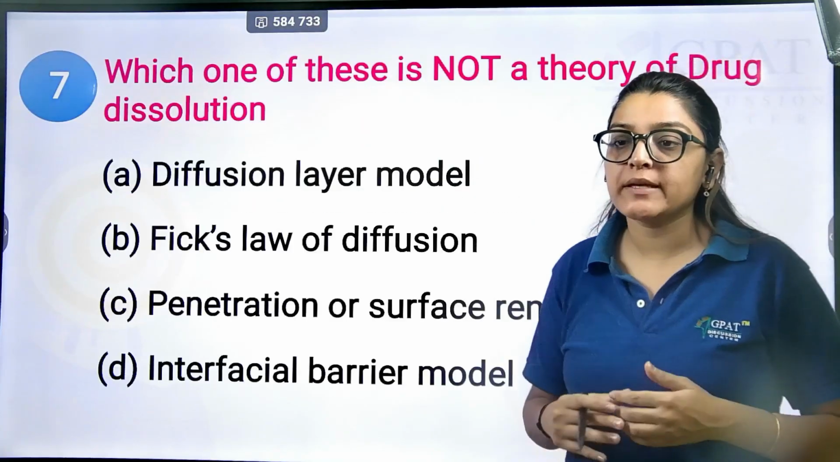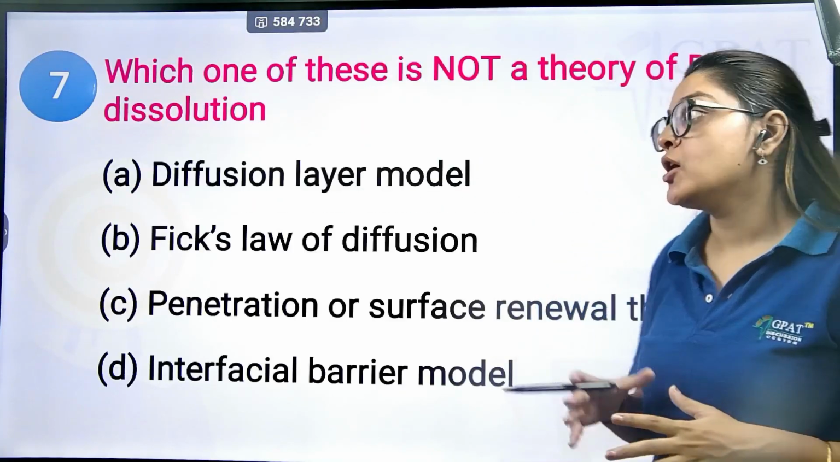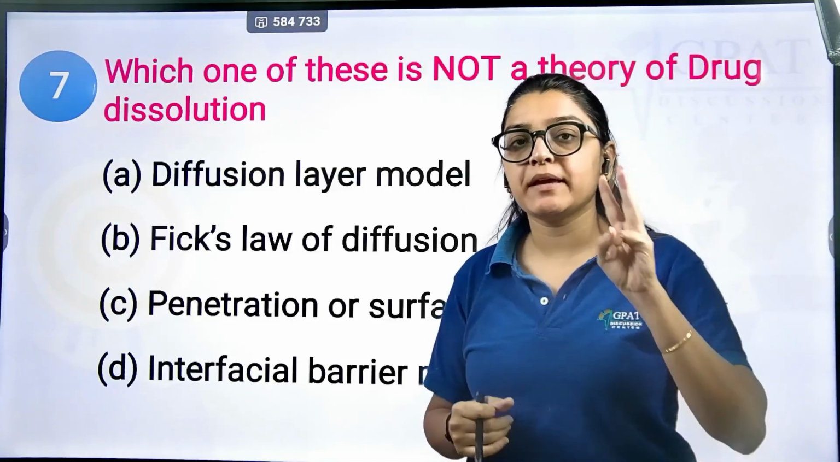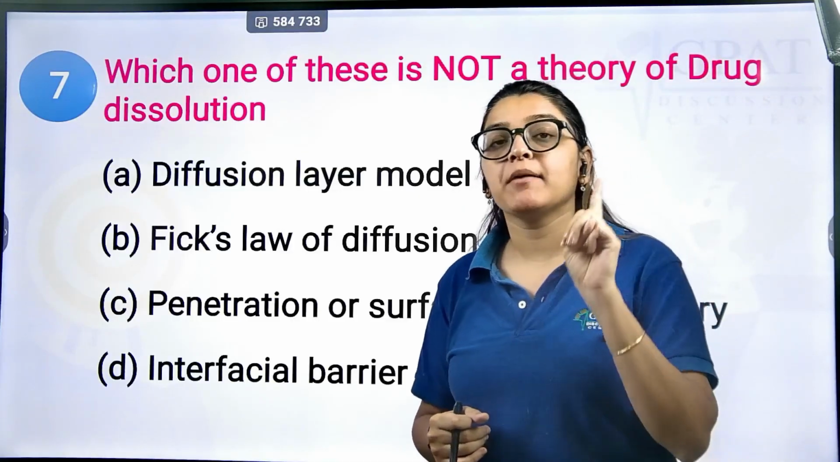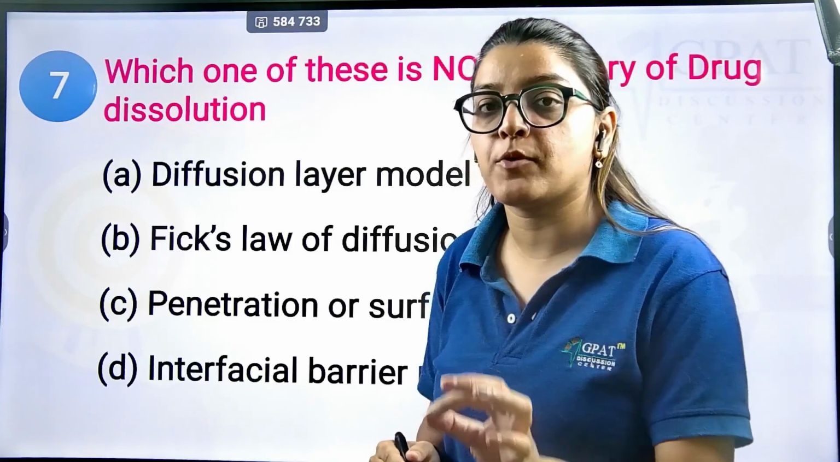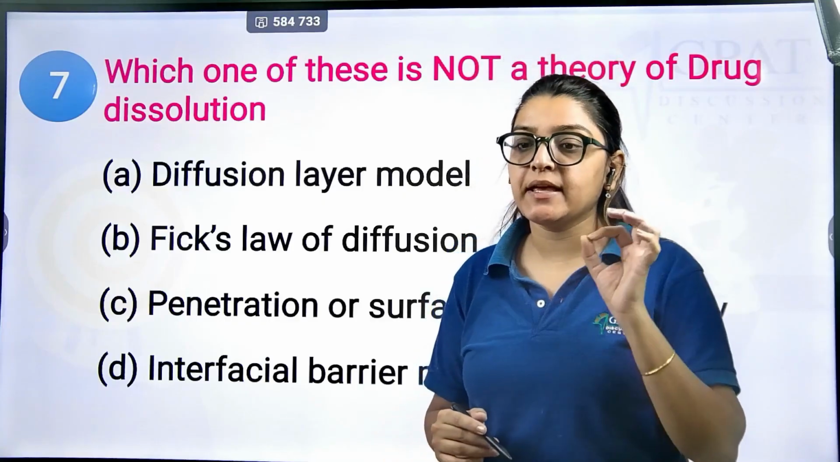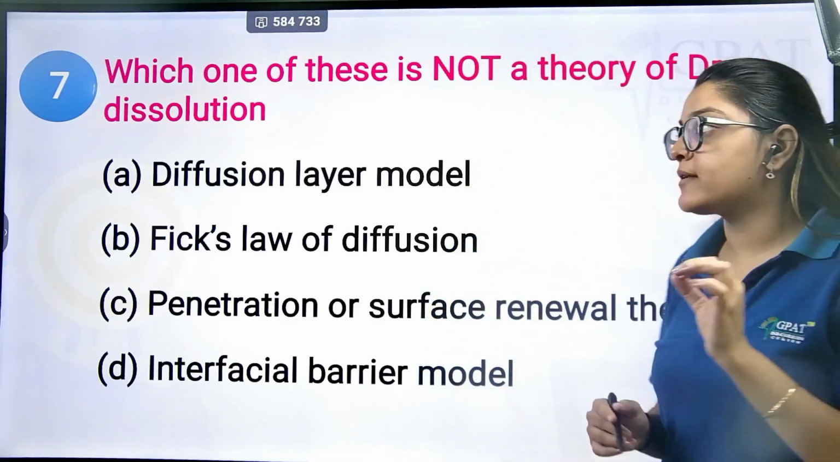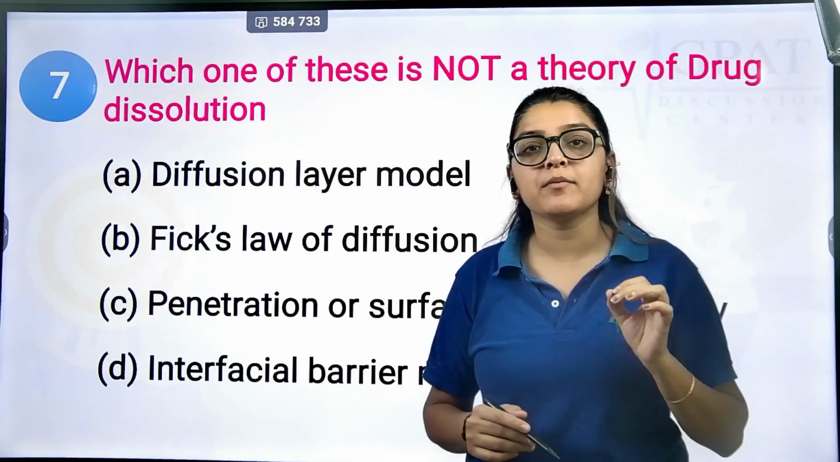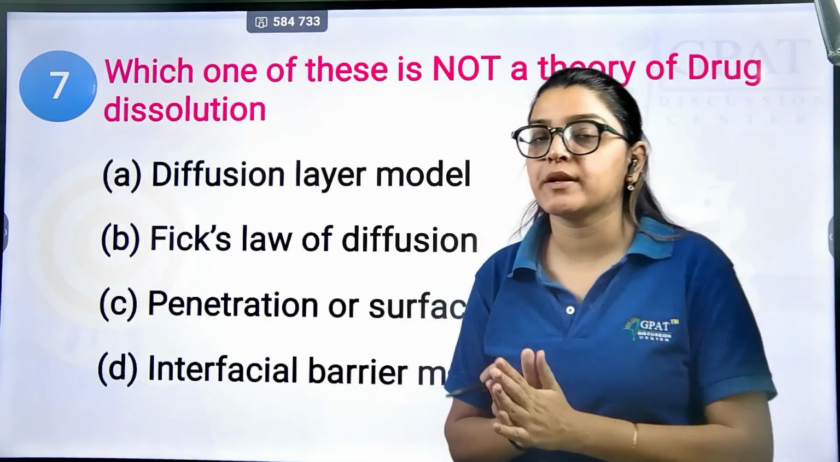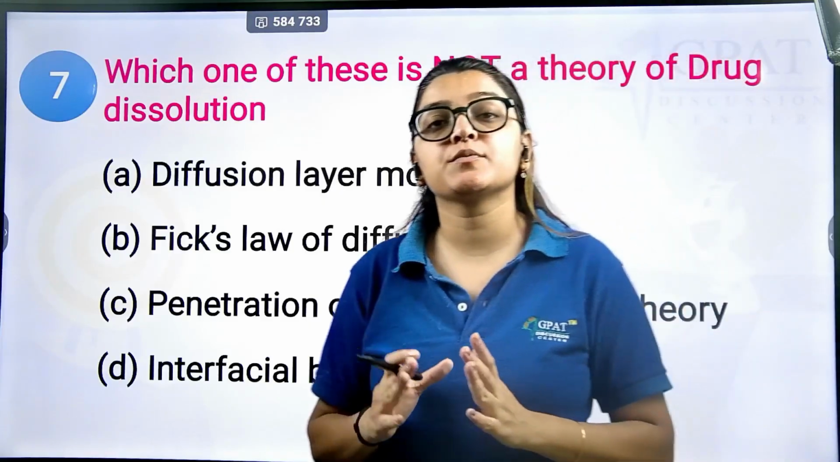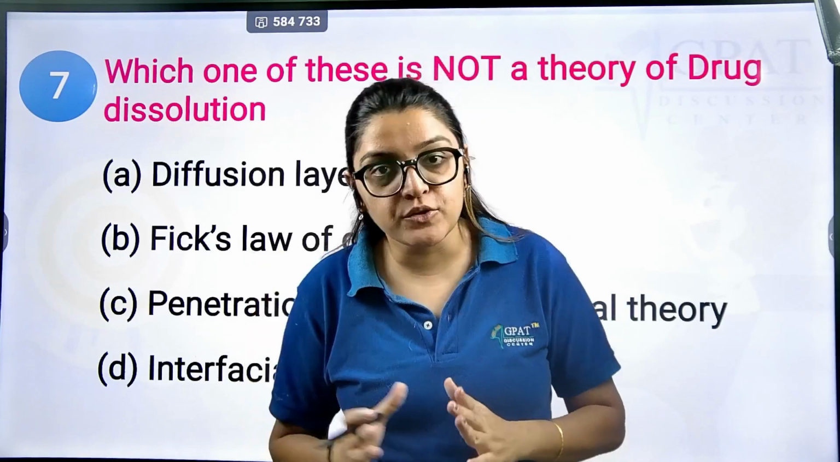Which of the following is not a theory of drug dissolution? So in the drug dissolution process, we mainly focus on three theories. Number one, which is the simplest and most important, is the diffusion layer model, in which we assume two layers. One is the stagnant layer, the other one is the diffuse layer, right?